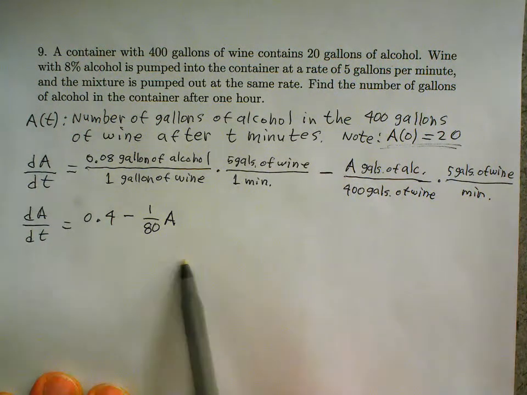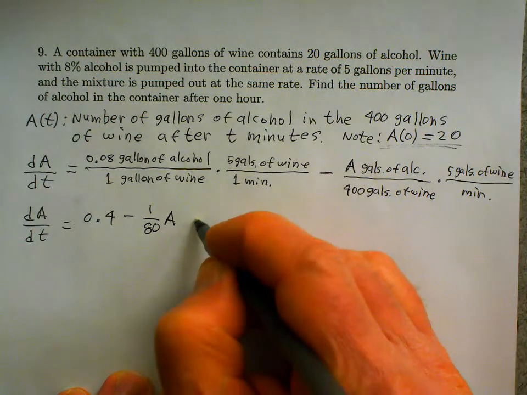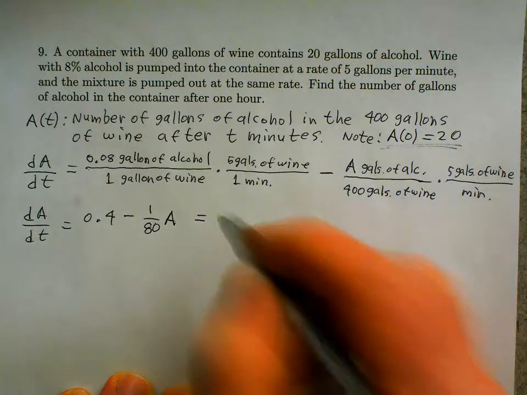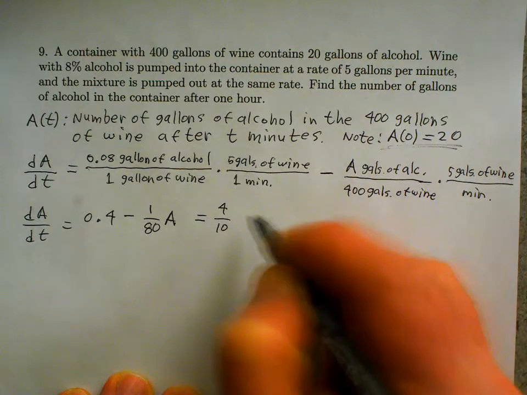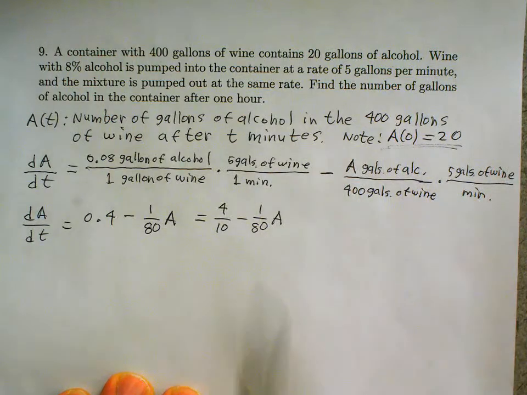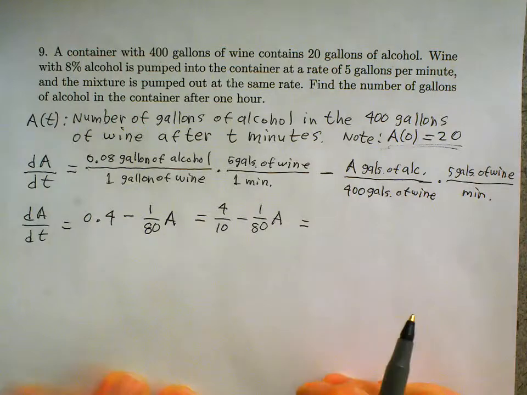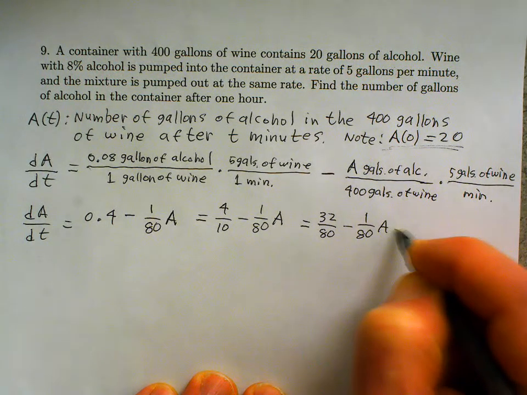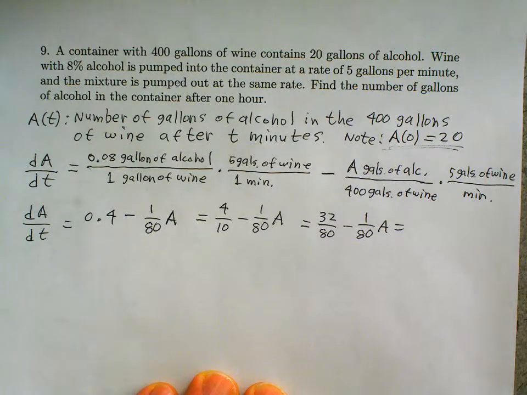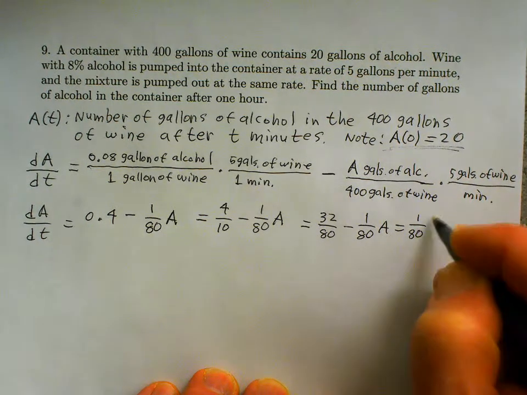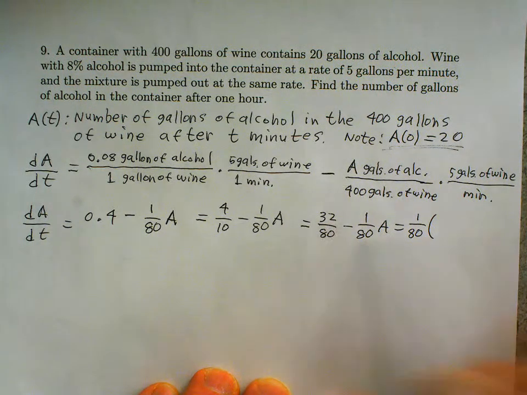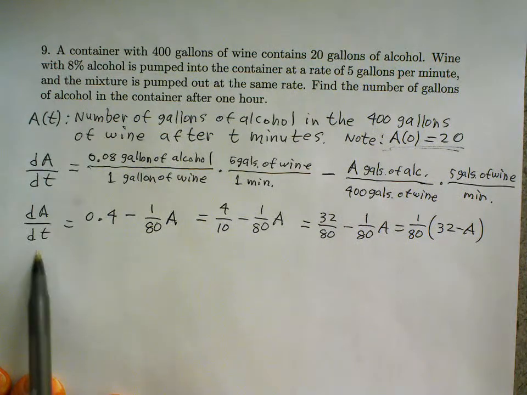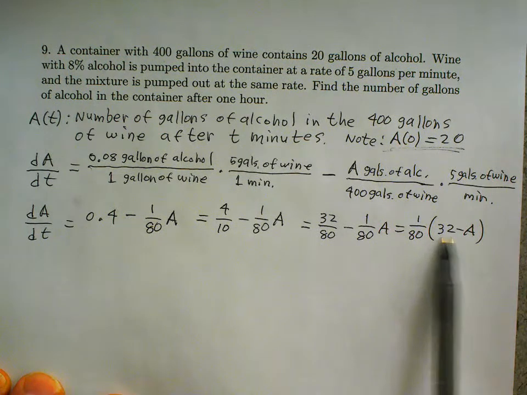Well, this is a separable differential equation. So how do we separate it? If we rewrite 0.4 as 4/10 minus 1/80th A, a common denominator is 80, so we can write this as 32 over 80 minus 1 over 80 times A. And then factor 1/80th out. When we factor 1/80th out, we're just left with 32 minus A. So now we have dA/dt equals 1/80th times the quantity 32 minus A.